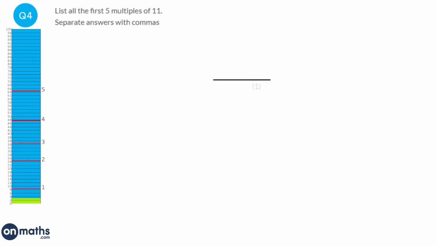Multiples are just a number's times table. So to write the multiples of 11, we're just going to do 1 times 11, 2 times 11, 3 times 11, 4 times 11, and 5 times 11. Now we're not going to do any more because it says it just wants the first 5. So I'm just going to write those down in a list with commas separating them.